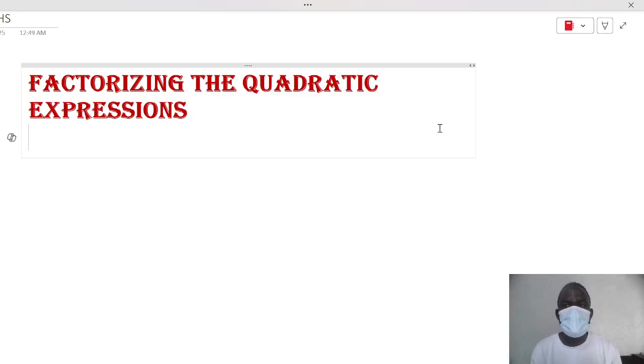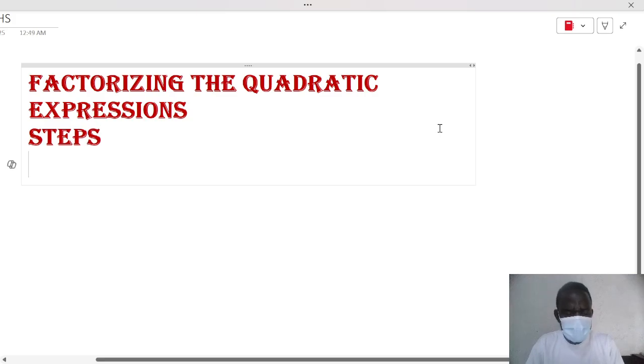Welcome. Let us now look at how we can factorize quadratic expressions. For you to factorize quadratic expressions, it's very simple. We just follow a series of steps, so let us go through the steps one by one. Okay, step number one.